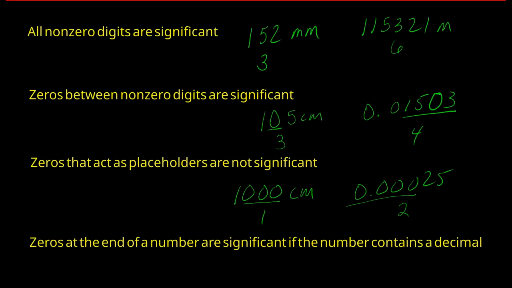All right, the last one is a little bit more confusing. Zeros at the end of a number are significant if the number contains a decimal. So if I were to write 10.00, that has 4 significant digits, okay? Because the zeros at the end are significant, and therefore those zeros fall between two significant digits. If I were to write 100 with a decimal point, this 0 automatically becomes significant because of that decimal point. So therefore this would have 3 sig figs.